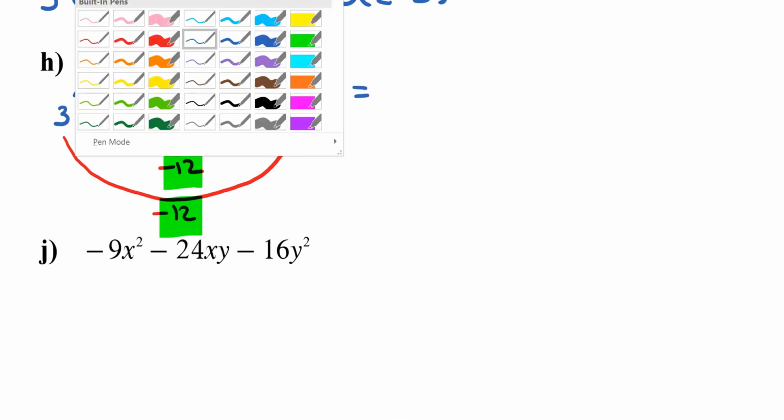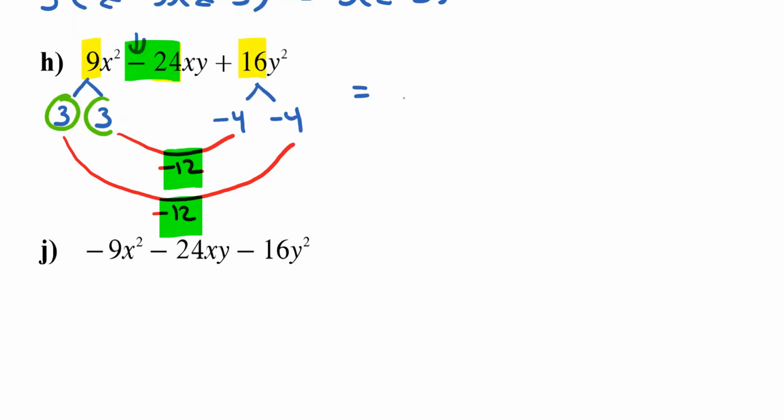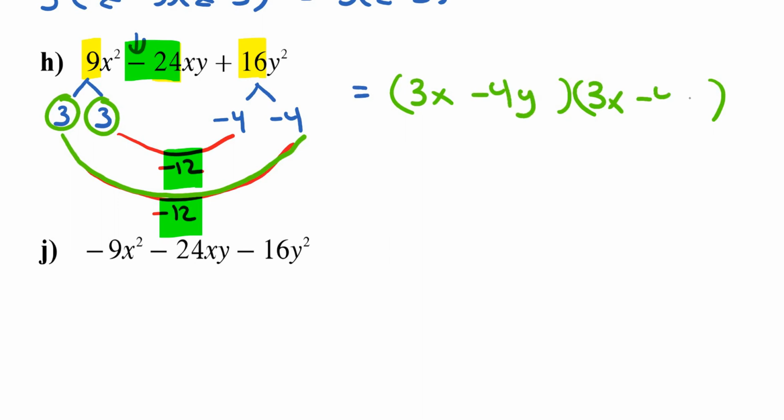So going back to my green marker now, I have a 3 and a 3. So this will be 3x and a 3x. And this first 3 combines with the negative 4, so this will be negative 4y and negative 4y. And since the binomials are the same, you can rewrite this as 3x minus 4y all to the power 2.